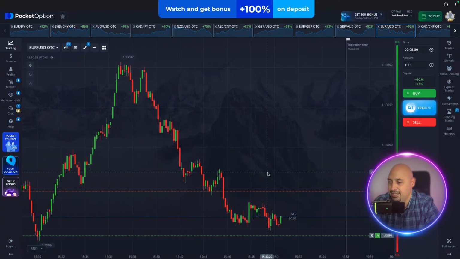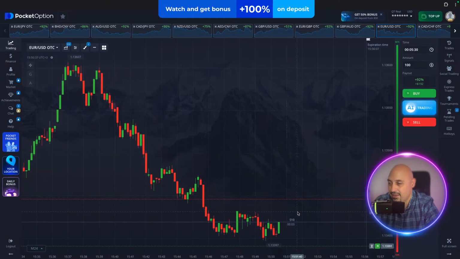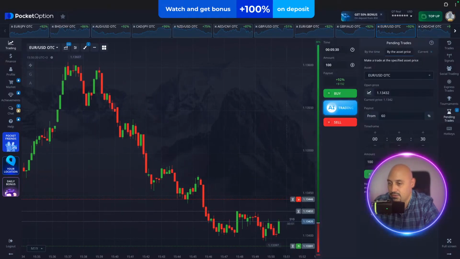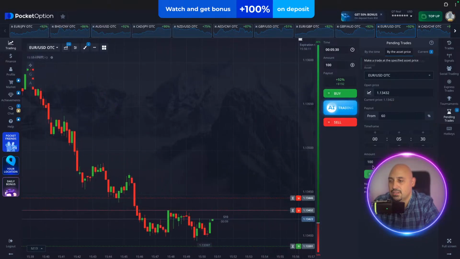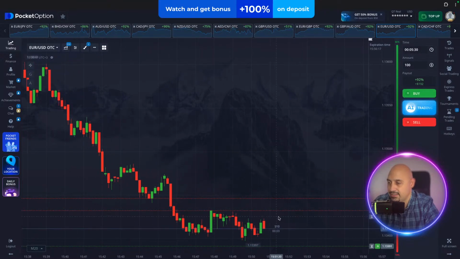Guys, it seems that we are hovering between those two prices. I'm going to open another one over here. Sell trade. Why? Because I see a resistance here. So let's see.